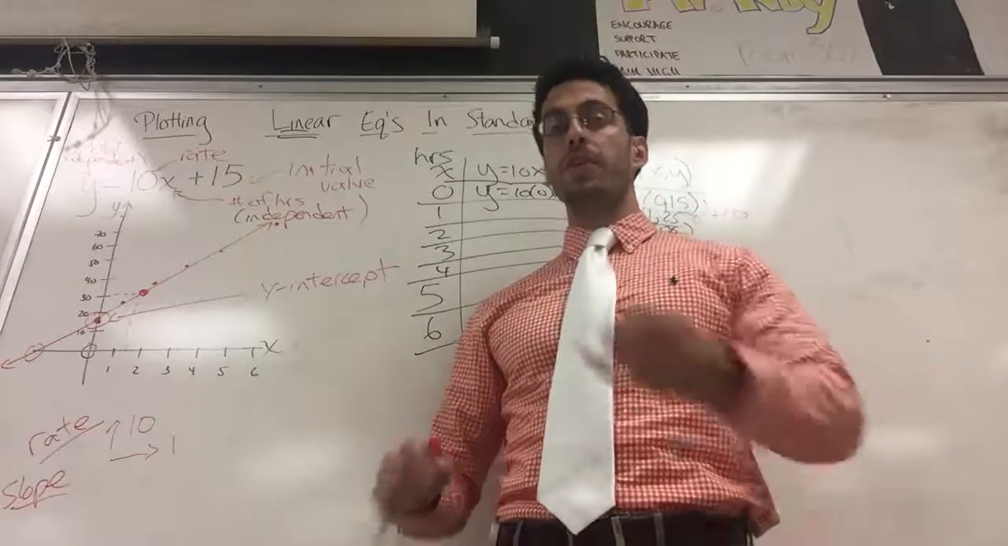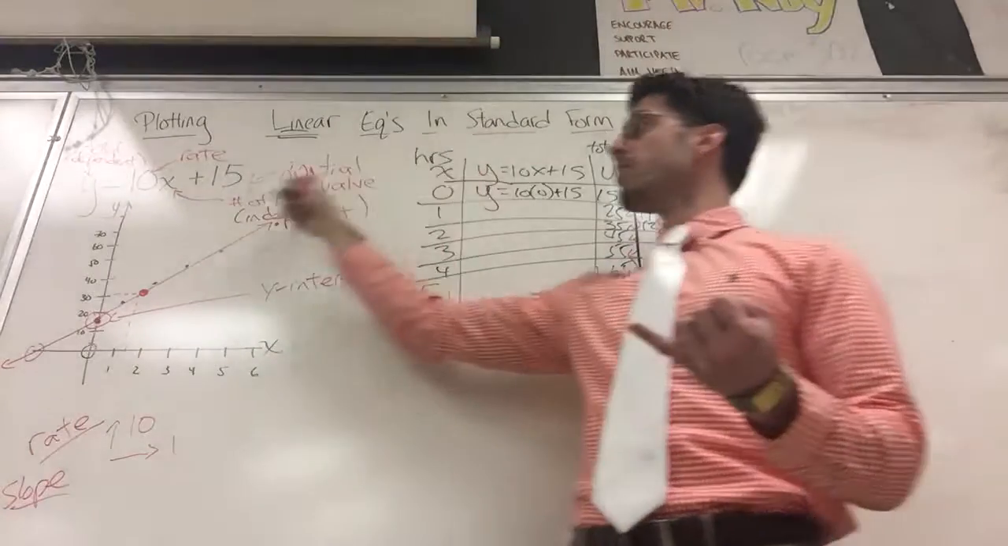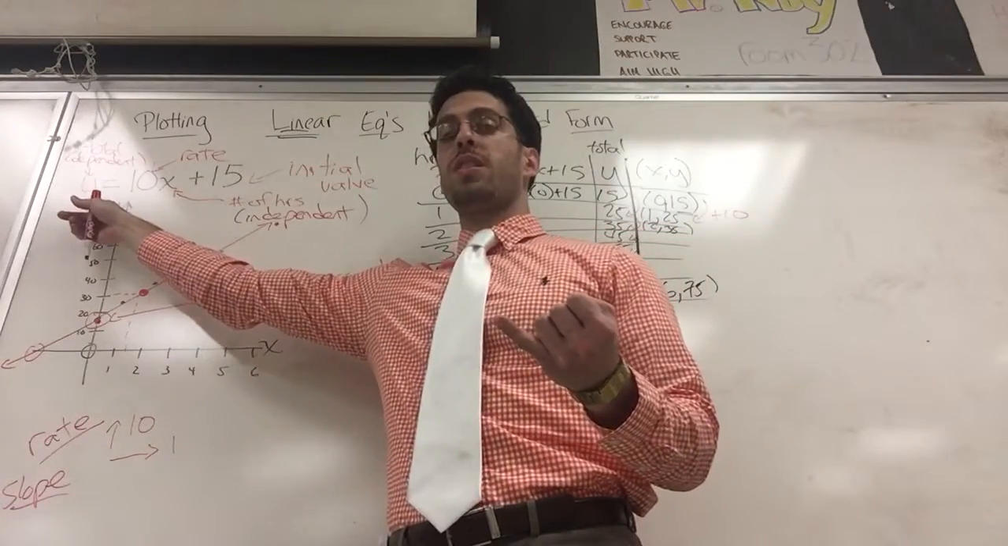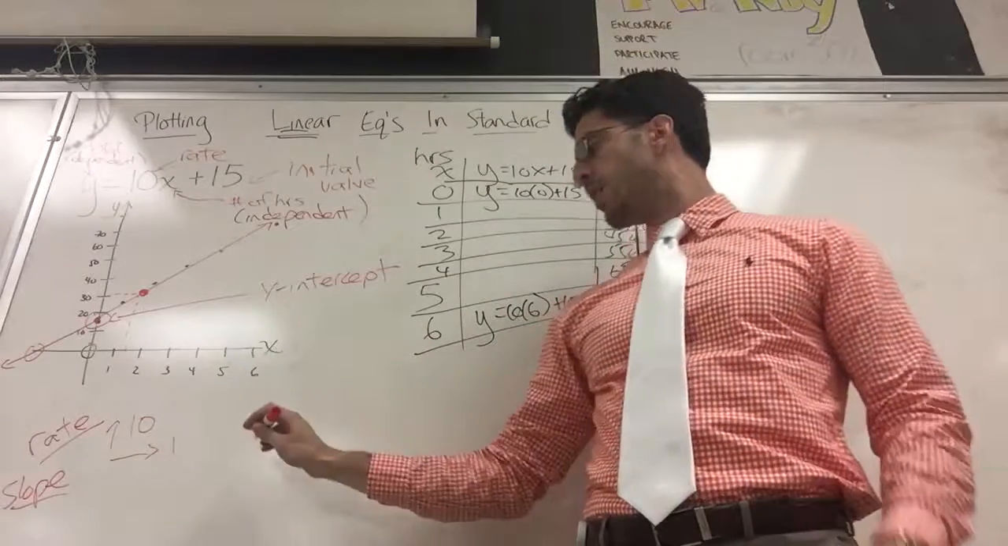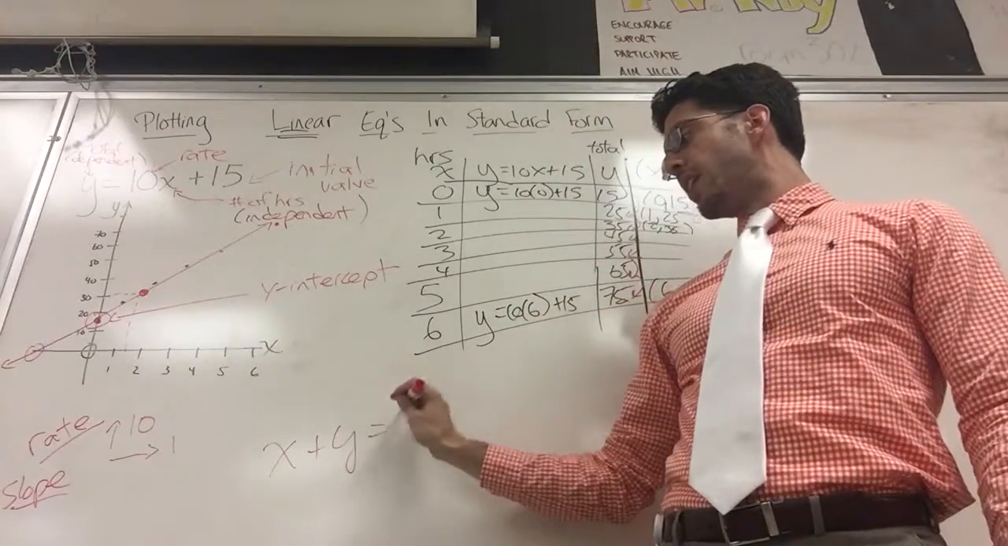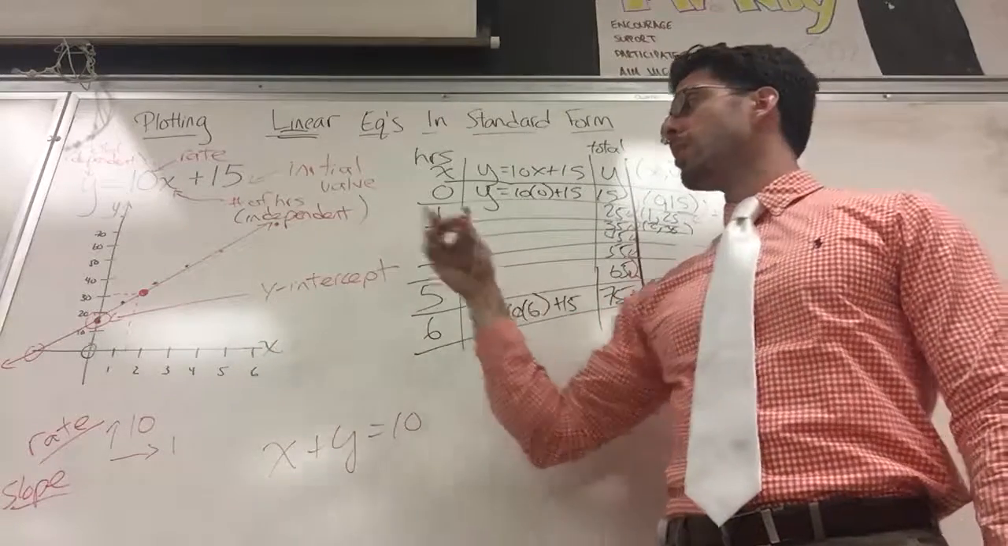So what do you need to know here? You need to know my linear equation is in standard form. Standard form means y was alone. Aha, I didn't tell you that earlier. What if y is not alone? What if the story was x plus y equals 10? Y is not alone? Can't do any of this. Can't make the table, can't do the graph.